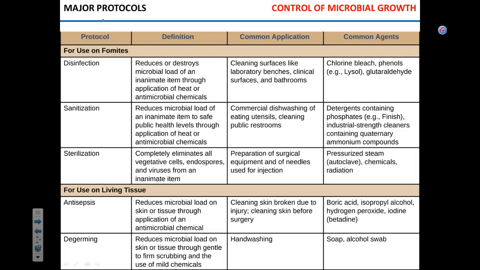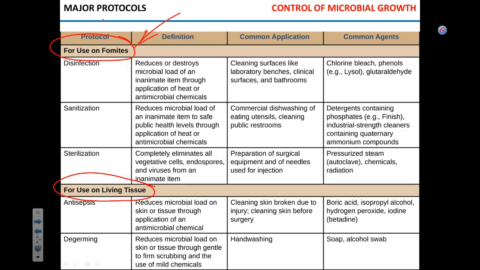But whether it's killing or just limiting the growth, we're going to focus mostly on two aspects of microbial control methods. Whether they are used on inanimate or animate objects, we call inanimate objects fomites, versus living tissue, and what level of, say, cleanliness these protocols allow us to achieve.